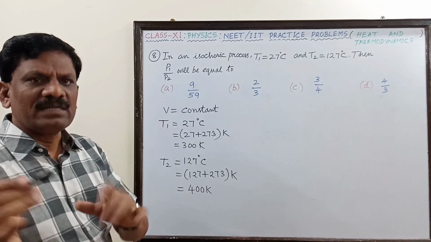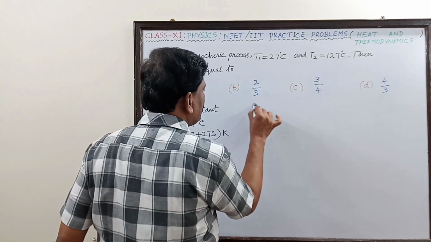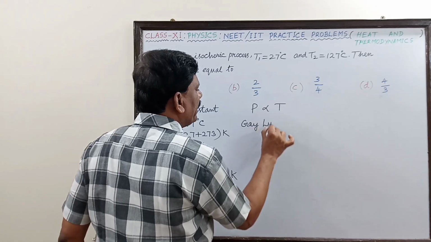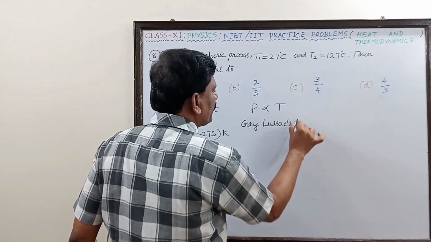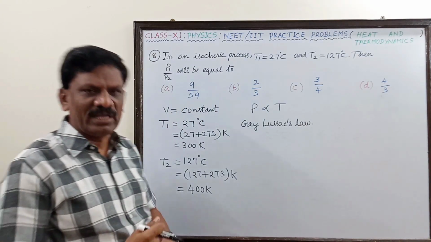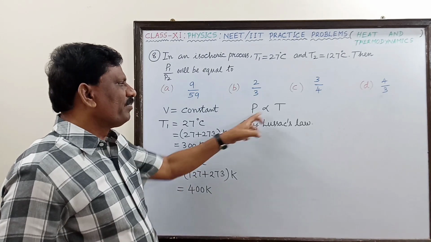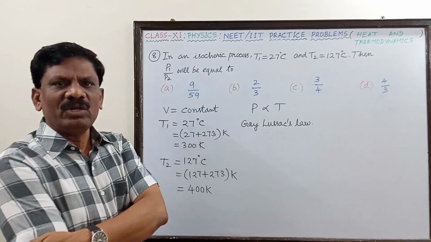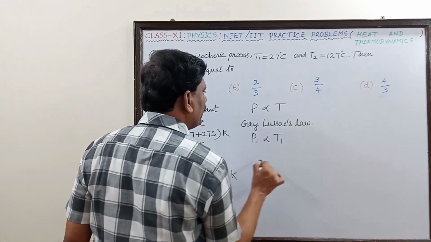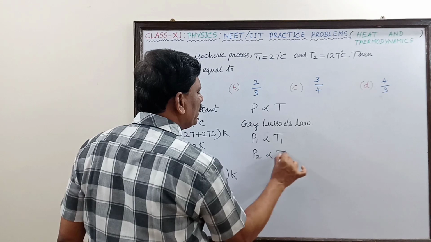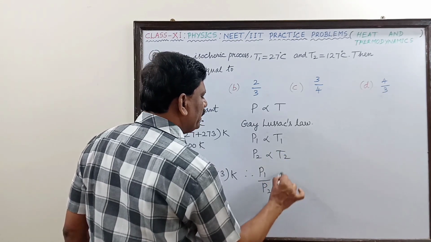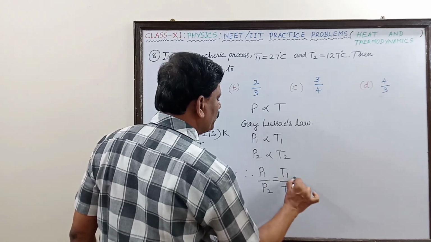If V is a constant, then the pressure is directly proportional to the temperature. This law is called Gay-Lussac's law. Just like Boyle's law and Charles' law, the dependence of pressure on temperature is given by Gay-Lussac's law. So P1 is proportional to T1 and P2 is proportional to T2. Therefore, P1 by P2 must be equal to T1 by T2.